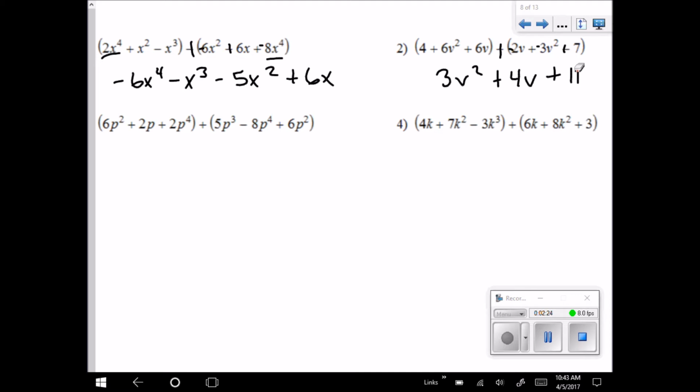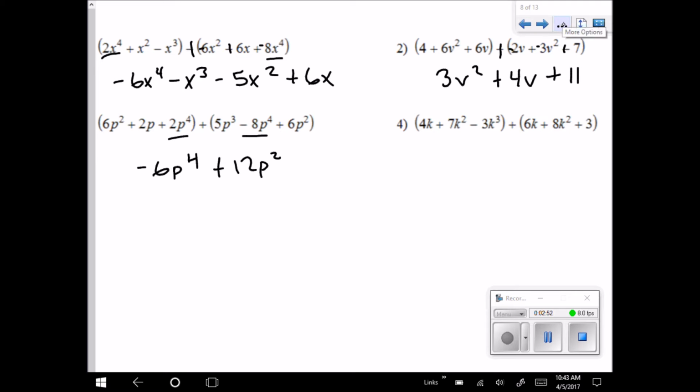Luckily, 3 and 4 are already addition, so I'm just looking for my like terms. Okay, I got 2p to the fourth and negative 8p to the fourth, so that's going to be negative 6p to the fourth. Then I have 6p to the second and 6p to the second, so that's going to be 12p to the second. And finally, oh, I skipped a couple, so I'm going to have to erase here.